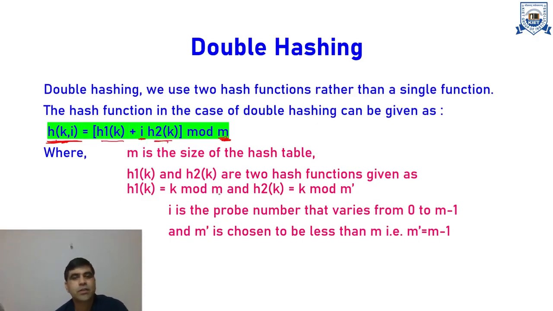h1(k) and h2(k) are two hash functions given like this. h1 is k mod m and h2 is k mod m', where m' is some value less than m. It can be m minus 1, it can be m minus 2, and so on. And i, the probe number, always goes from 0 to m minus 1, right? This m' is chosen to be less than m. So we apply two hash functions, more than one hash function, to avoid the collision.